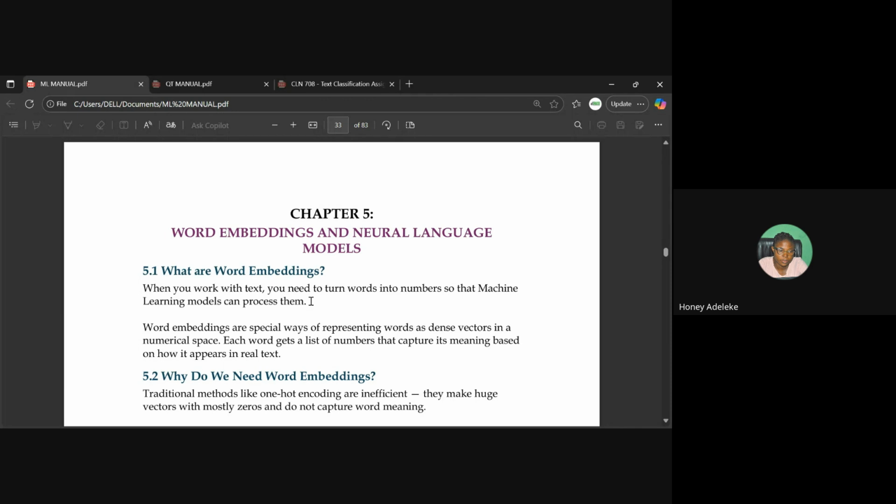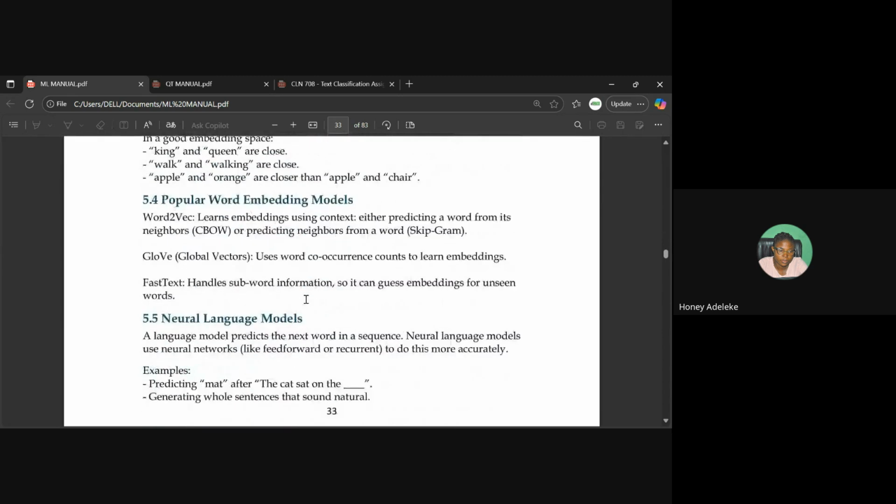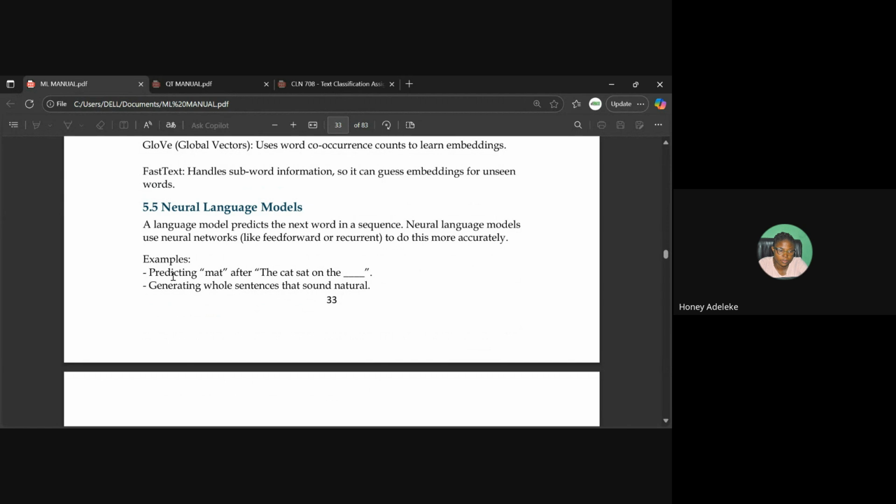Machines are now emulating how our brain works, how we were trained to know that if you are reading this word, you don't have to look at your notes completely to be able to capture the next few words in that sentence. So this chapter is just introducing us to that, and then we will see examples. They're predicting mat after "the cat sat on the" and also generating whole sentences that sound natural. Those are the functions of neural language models.